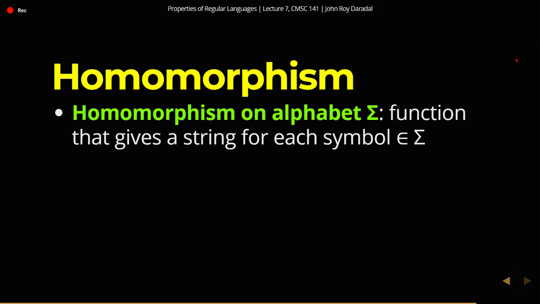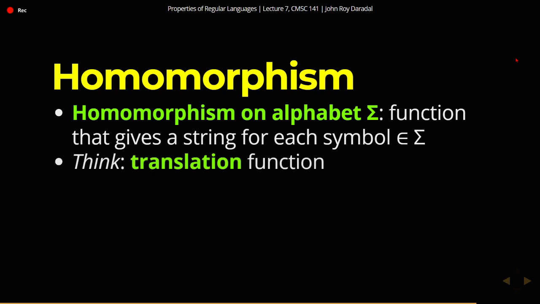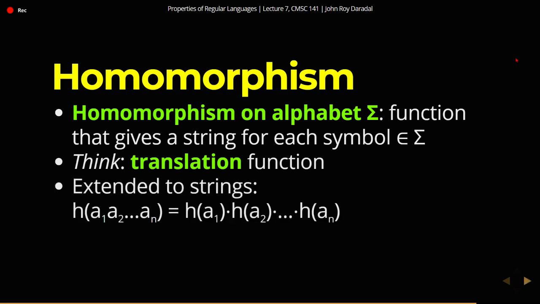Okay, now the next and the last operation is homomorphism. The homomorphism on alphabet sigma is a function that gives a string for each symbol in sigma. You can think of this as a translation function or a mapping function that maps a symbol to another symbol. And you can even extend this to strings. So if you apply the homomorphism to a string a sub 1, a sub 2, up to a sub n, then just take the individual homomorphisms of the individual symbols and take their concatenation.